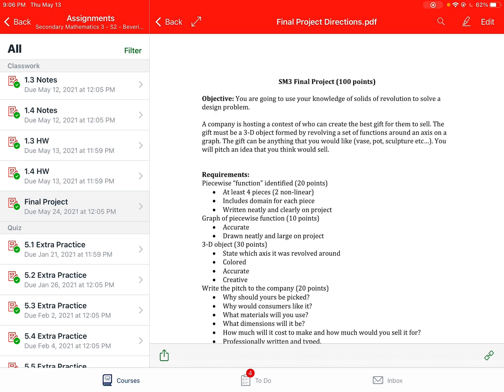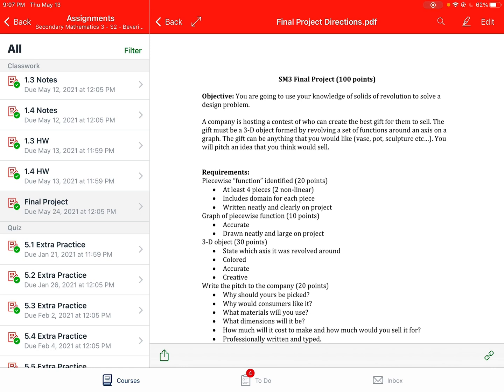Okay, so the objective, you're going to use your knowledge of solids of revolutions to solve a design problem. And here's the prompt. A company is hosting a contest of who can create the best gift for them to sell. The gift must be a 3D object formed by revolving a set of functions around an axis on the graph. The gift can be anything you would like, a vase, a pot, sculpture, anything that you can be creative enough to work out. You will pitch the idea that you think would sell.